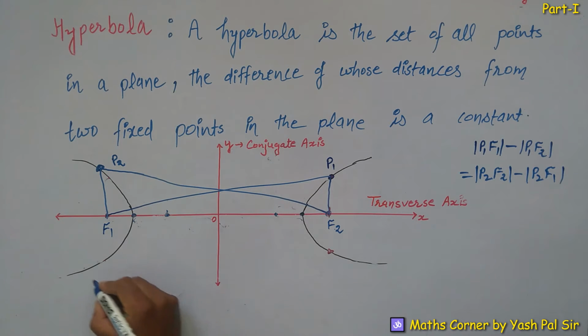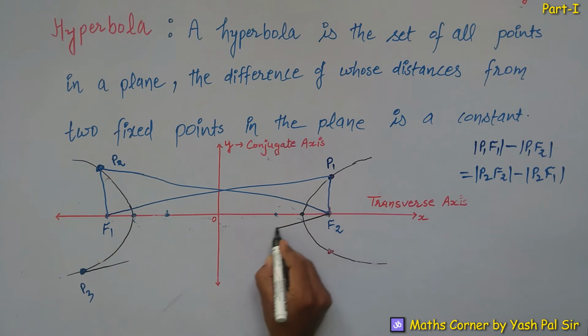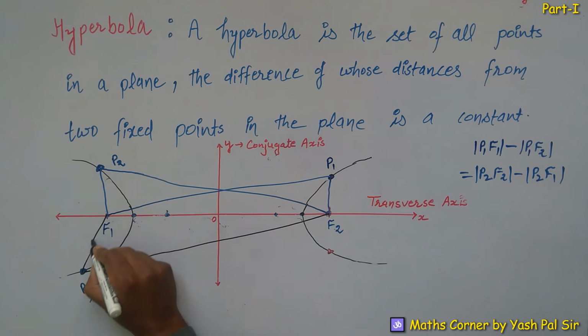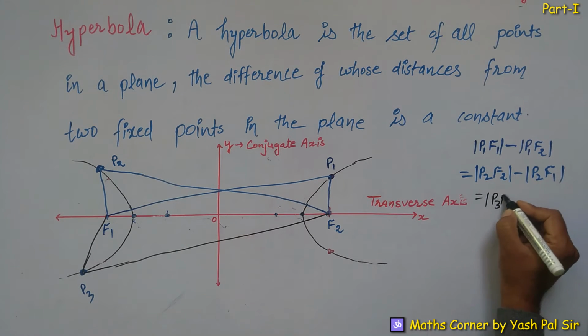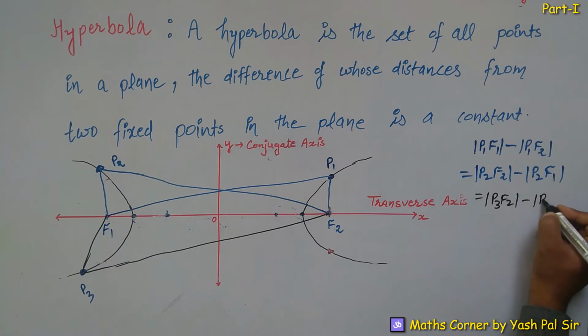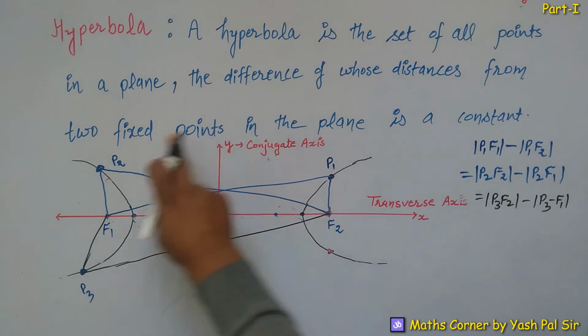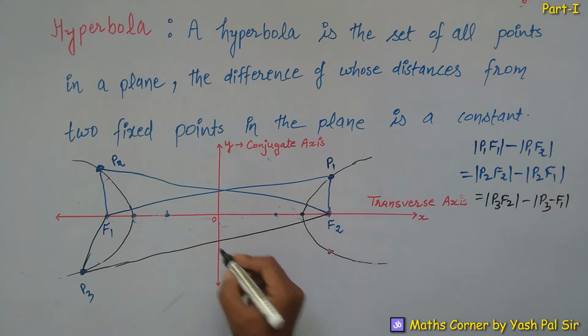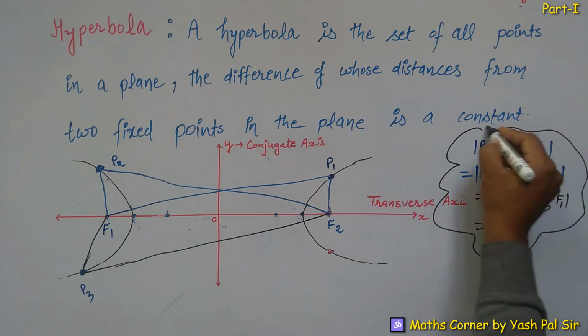Or we can take any other point, suppose this is the point P3. This distance is equal to P3 to F2 minus P3 to F1. All these distances are constant. The difference of whose distances from two fixed points, F1 and F2 in the plane, is a constant. So this is equal to any constant k. So this is the definition of the hyperbola.